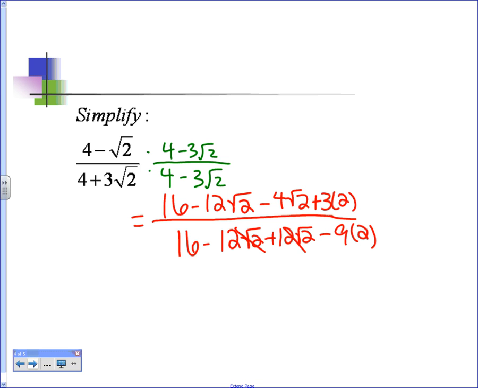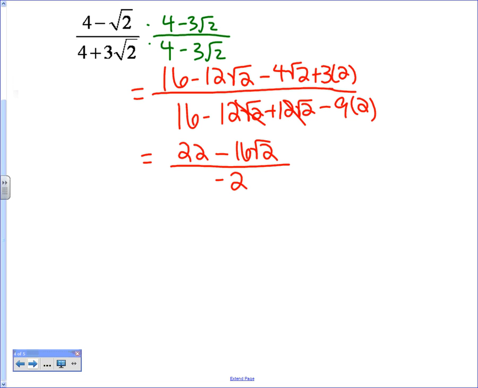Okay. In our numerator, what can we add? Negative 12 first, 2 minus 4. Okay, you'd get negative 16 square root of 2, and 6, so 22. Negative 2. Do you agree with that part? Okay. What is 22 divided by 2?